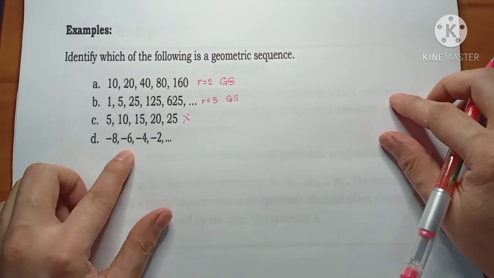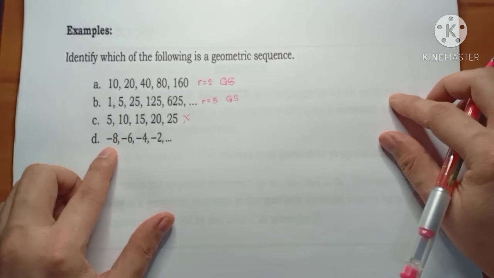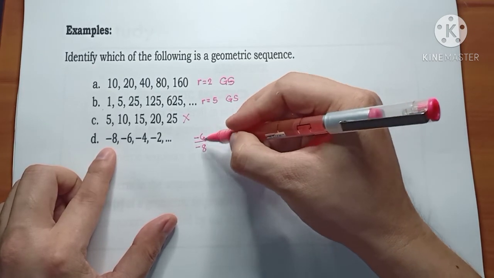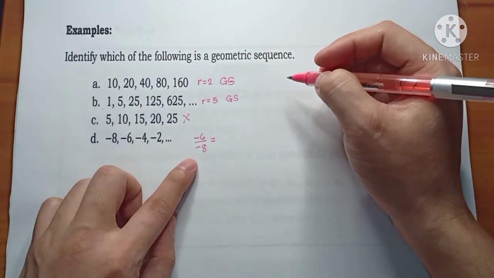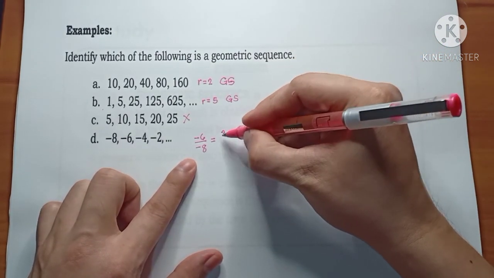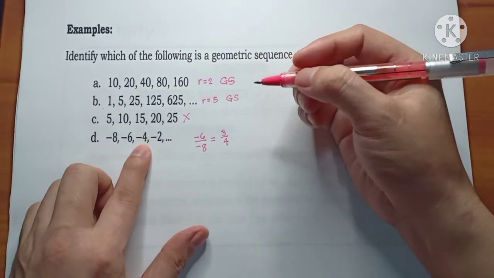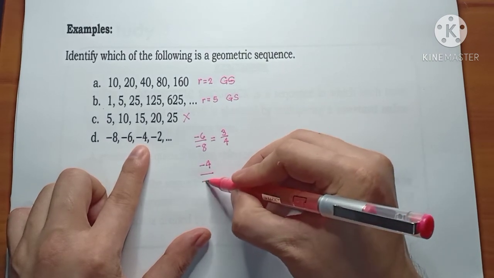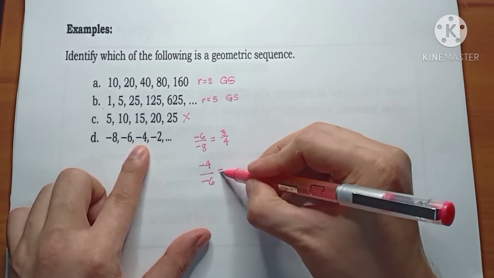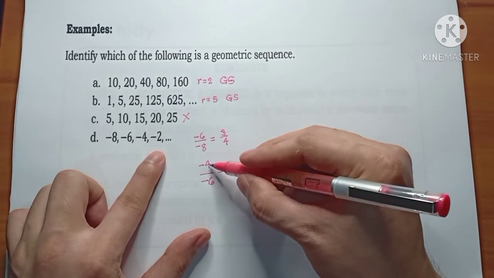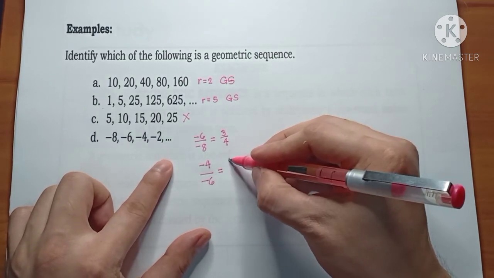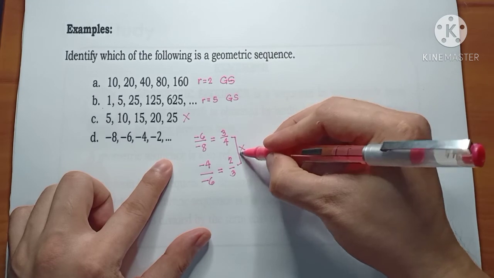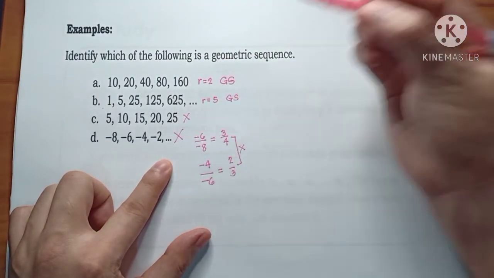Negative 6 divided by negative 8. Pareho silang negative, so therefore the answer is positive. So that is 3 over 4. So dapat ito ay 3/4 din. So negative 4 divided by negative 6. So again, negative and negative is positive. And then in lowest terms, so that is 2/3. So kung napansin natin, they are not the same. So pag hindi sila the same, therefore this is not a geometric sequence.